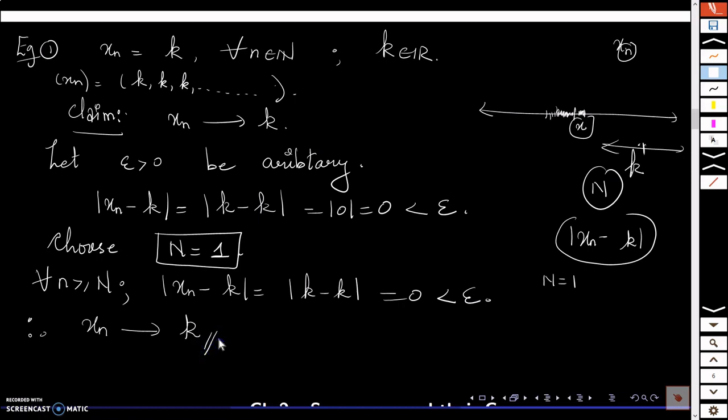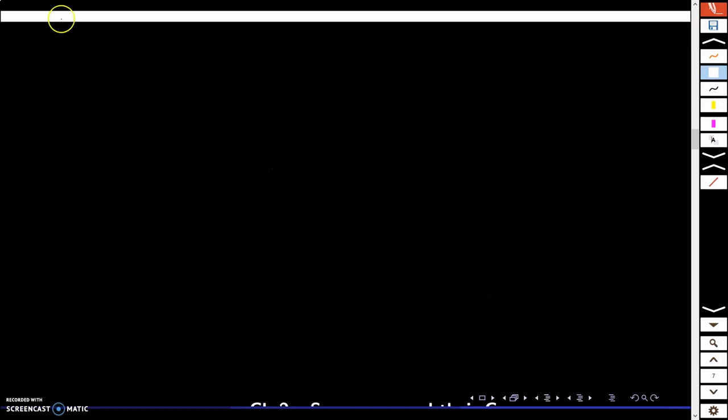Okay, so this was the first example. Now let's look at one more example. Consider the sequence xn is equal to 1 upon n for all natural numbers n. So let xn be equal to the sequence 1 upon n for all natural numbers n.